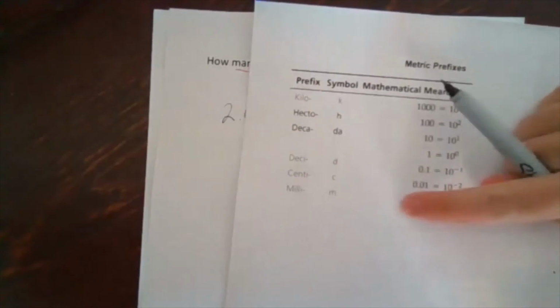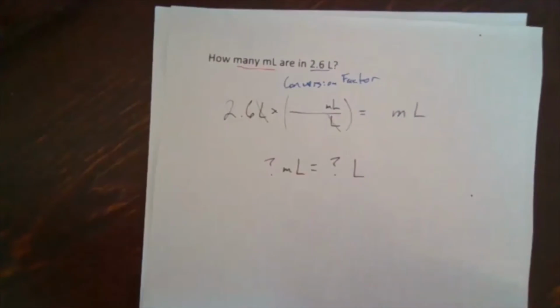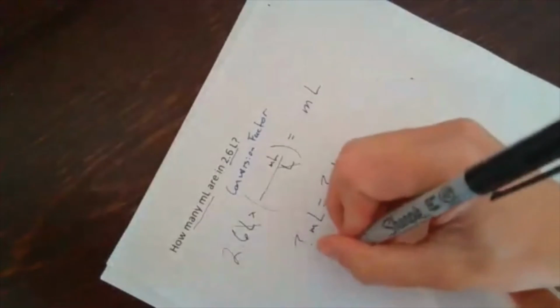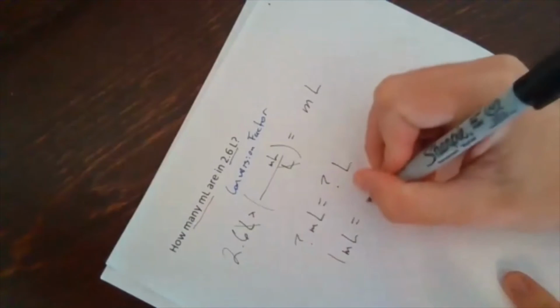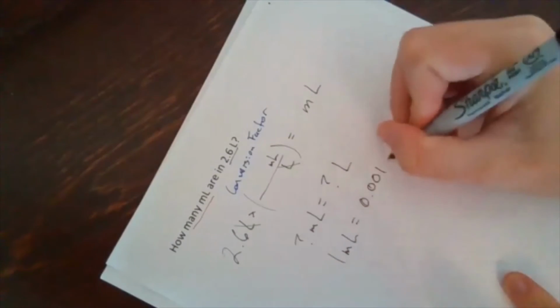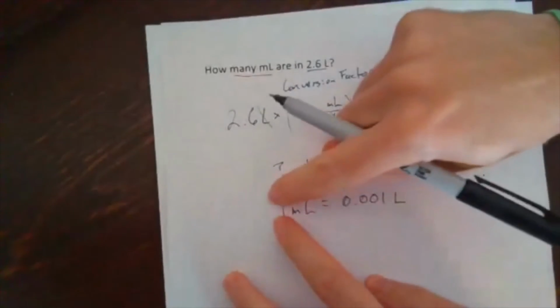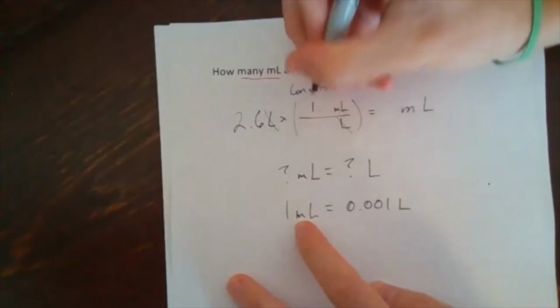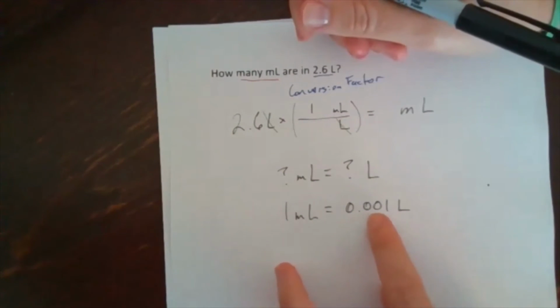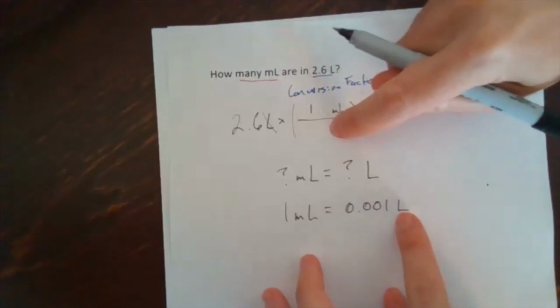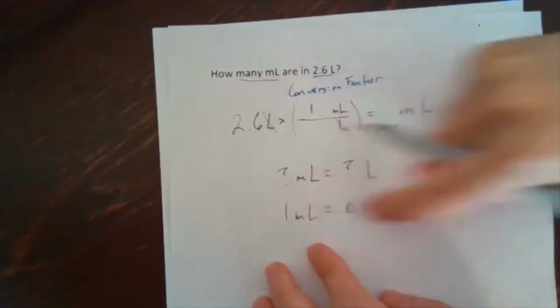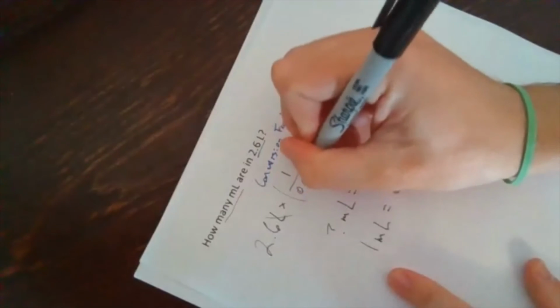So we can use our definition of the metric prefixes. You know that milli is 1/1000. So I know I can interpret that. I can say that 1 milliliter is equal to 0.001 liters. So what I do is I take these numbers. The 1 that's next to the milliliter goes right there. The 0.001 liter stays next to the liter.